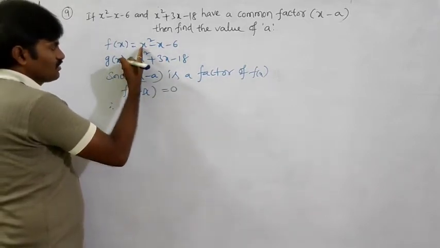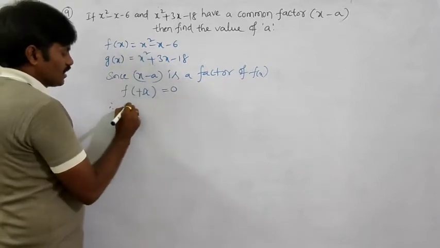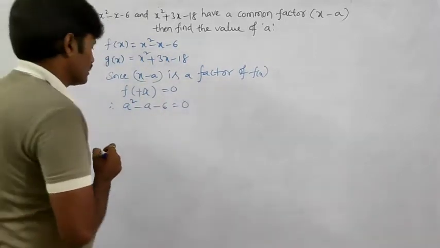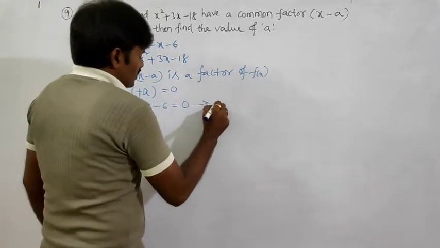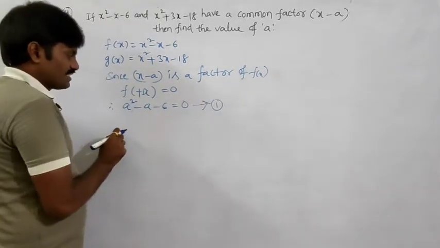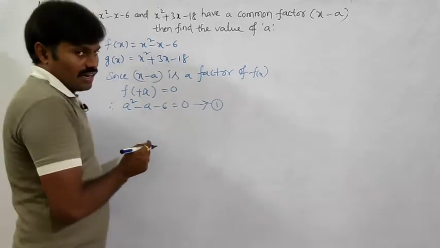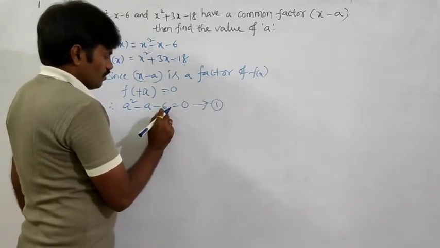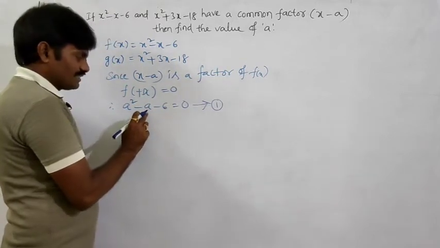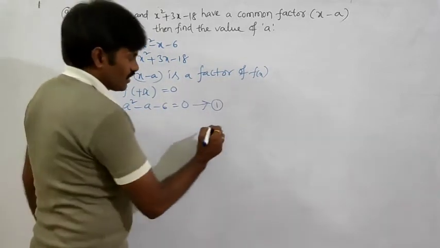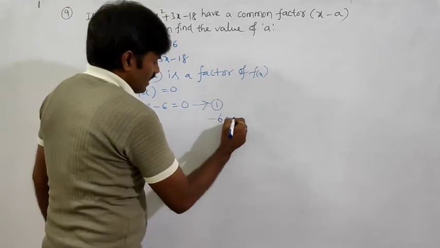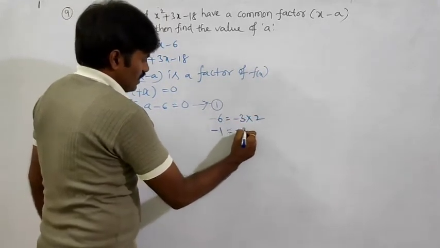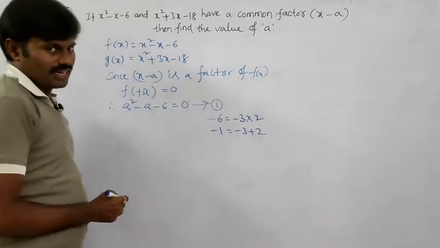Therefore put x value a in f of x, then it becomes a square minus a minus 6 is equal to 0. It is equation 1. You factorize it. We already learned factorization of a quadratic polynomial. So by product we should get minus 6, by sum we should get minus 1. So minus 6 can be written as minus 3 into 2 and minus 1 can be written as minus 3 plus 2. Am I correct or not?